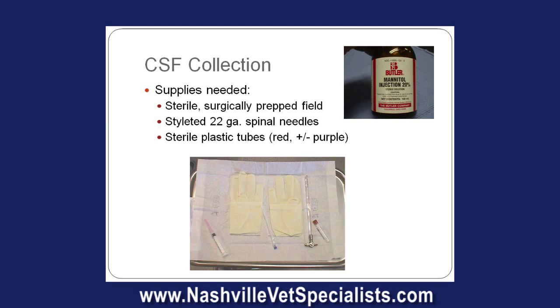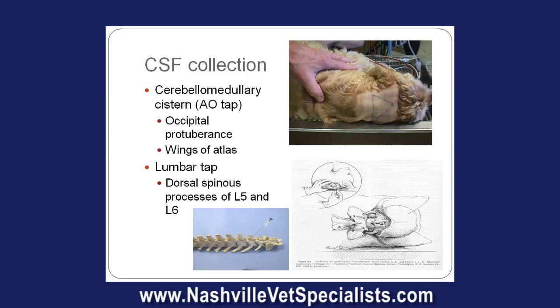The landmarks for doing a CSF collection are going to be your occipital protuberance on the back of the skull, which is basically identifying midline and also showing the cranial border of where you're going to go, and feeling the wings of the atlas. That forms a triangle and you basically go right in the middle. As far as doing a lumbar tap, that's done typically between L4-5 or L5-6.